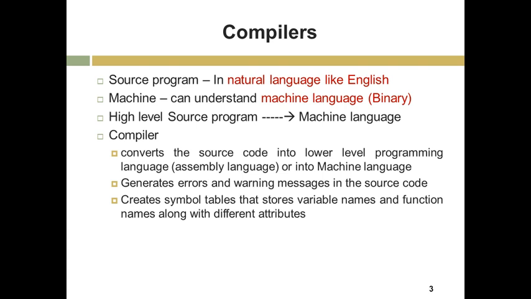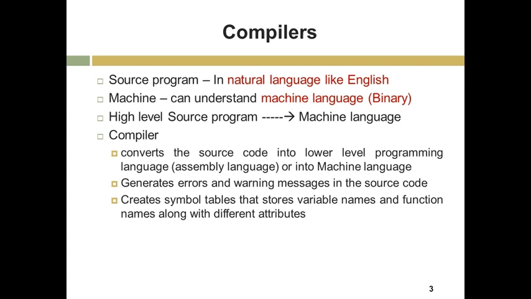So first of all, what is a compiler? The source program that we write is in a natural language like English, and the machine can understand only machine language, that is written in the form of binary 0 and 1. So something is required which converts this high level source program into the language that is understood by the machine, that is called machine language, and hence the language processor compiler is introduced that will convert the source code into a lower level programming language like assembly language or into machine language.